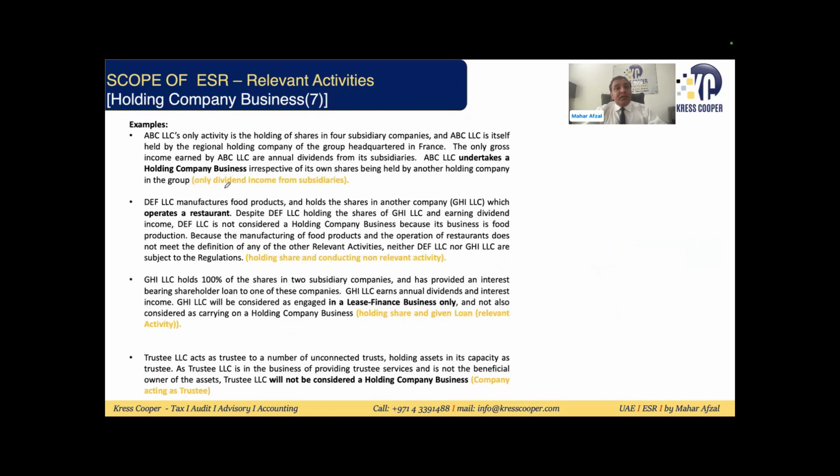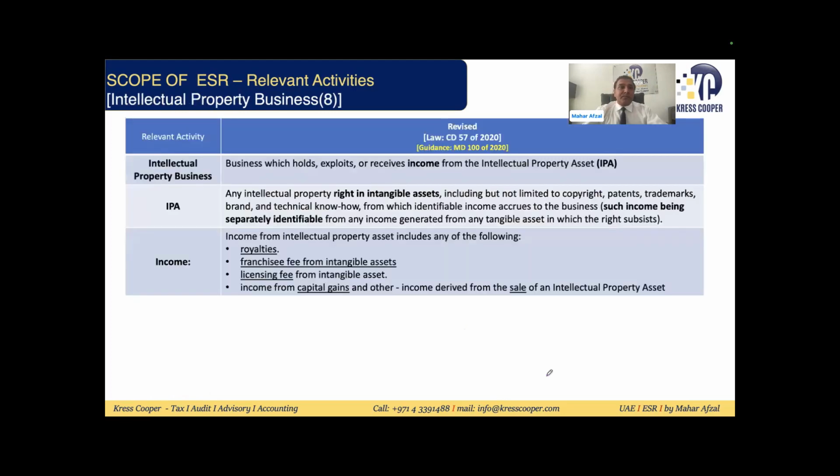Looking at the company only getting dividend from subsidiaries, the company is doing the relevant activity, holding company business. Holding shares and conducting non-relevant activity, it will not be subject to ESR. Holding shares and giving loans, the company is giving loans, a lease finance business, so it will be assumed the company is doing lease finance activity. If the company is acting as a trustee, that is not a relevant activity, so it will be assumed the company is not doing any relevant activity.